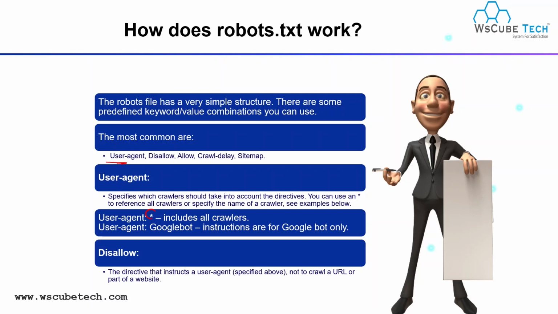If you are using the asterisk sign, it means for all the crawlers. For example, if you mention user agent asterisk, it means this particular rule is for all crawlers. If you mention Googlebot, it means that these instructions are only for Googlebot. The next keyword we have is disallow. The disallow directive instructs a user agent, whether all crawlers or Googlebot, not to crawl a URL or path of a website. This is the functioning of disallow.